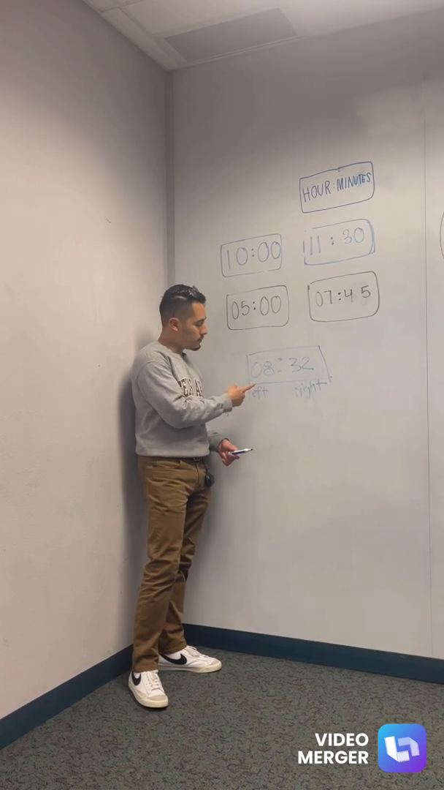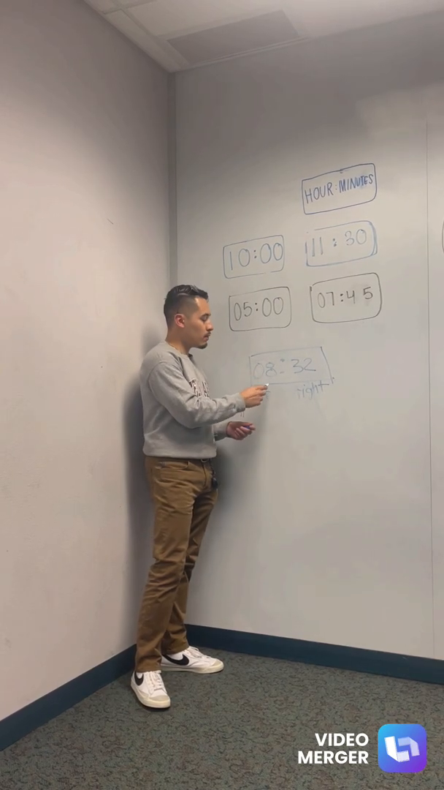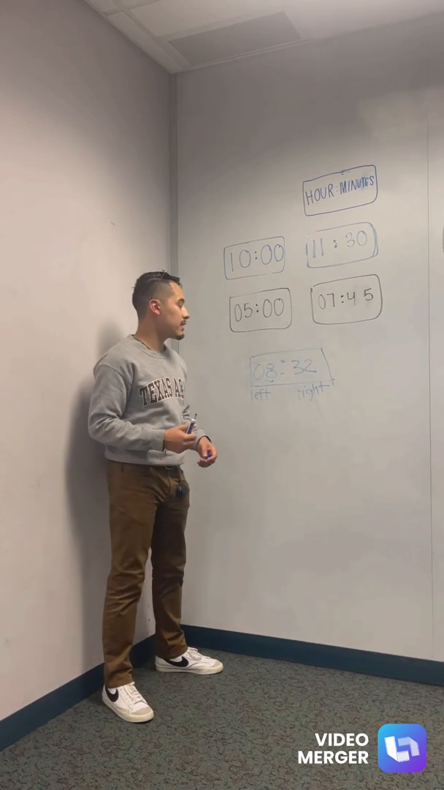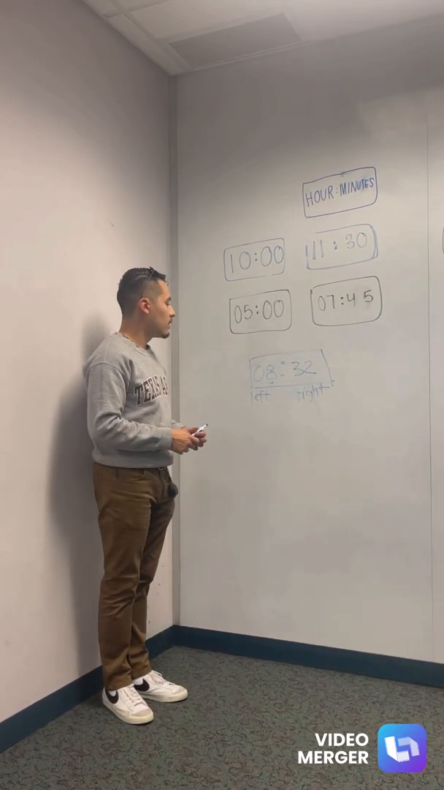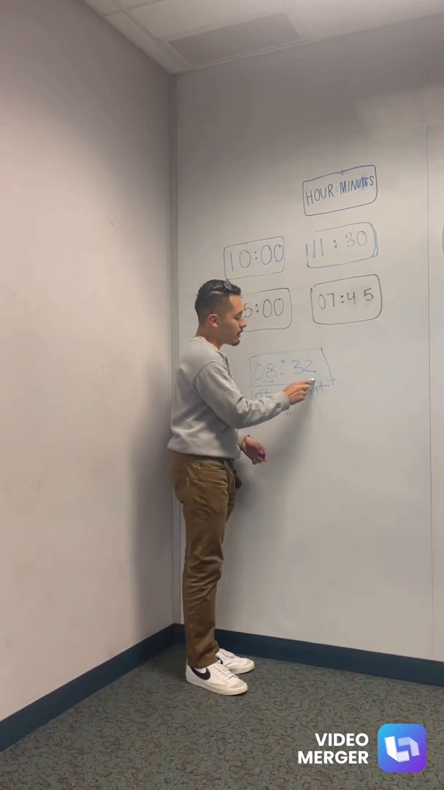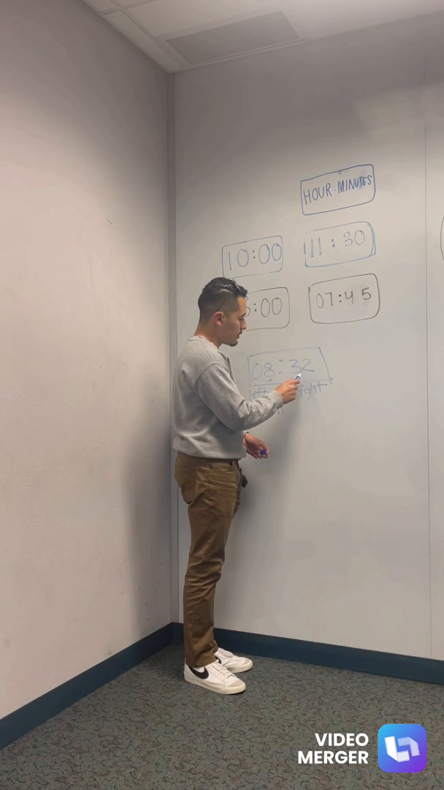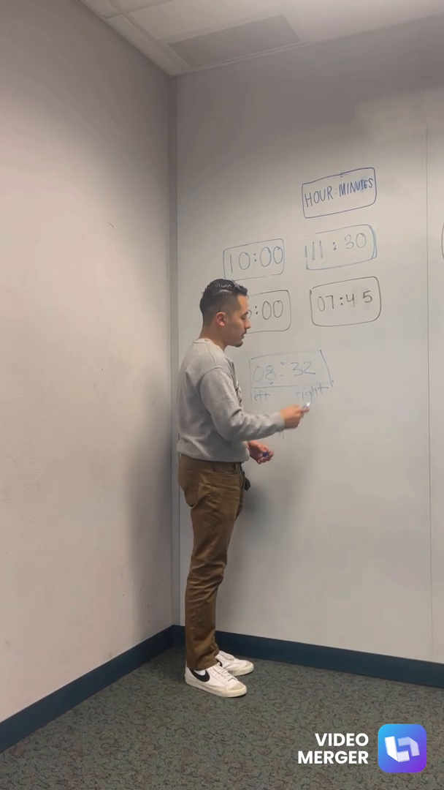Yes, we have a 0, but we also have what other digit on the left side? Very good, we have an 8, so we can say that is the hour 8. What about on the right side? What 2 digits do we have on the right side? Good, we have 3, and we have a 2, very good.